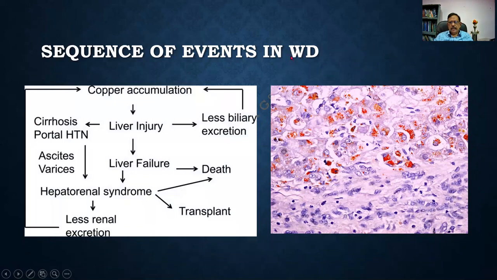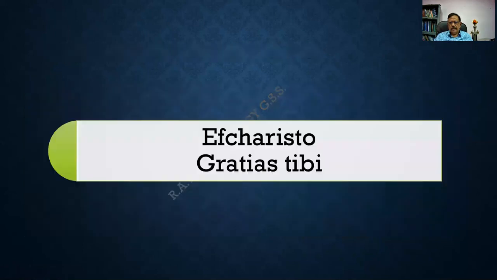And what is the sequence in Wilson's disease? There will be a copper accumulation finally. There is a liver injury, a liver failure, which can lead to a hepatorenal syndrome. There might be a death of the patient, or with transplant he might survive. The liver injury can also lead to a cirrhosis and ascites. And finally, there can be a biliary excretion leading to an accumulation in the tissues.